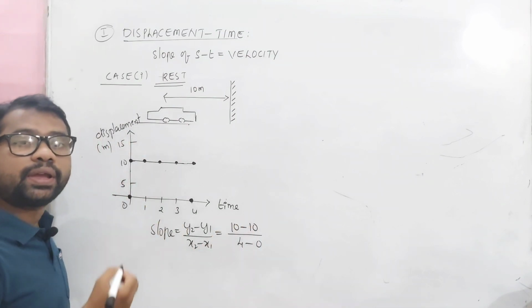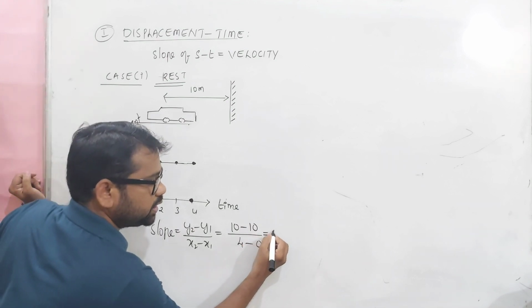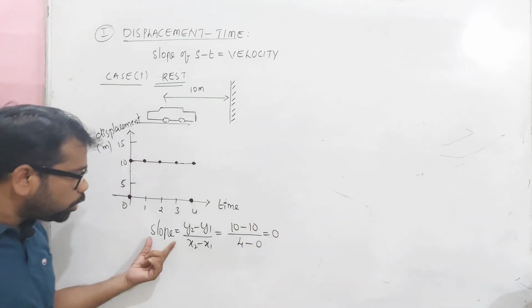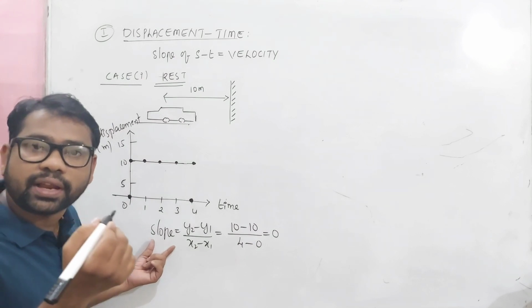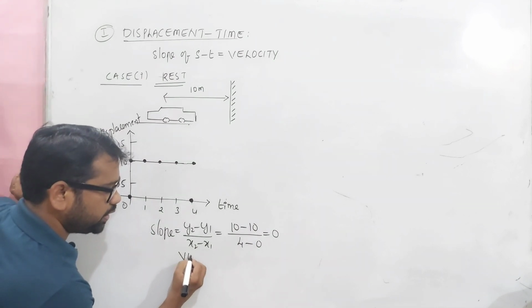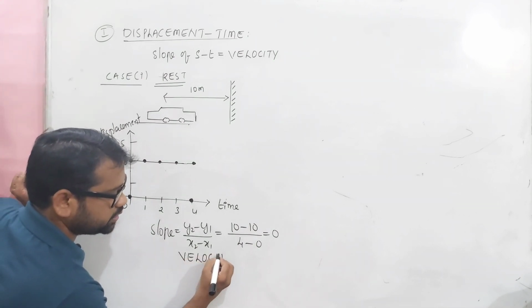That is 0 by 4. What is 0 by 4, children? 0 only. So what does the slope of the displacement time graph represent? It is velocity. So we can say that the velocity of the body is 0.